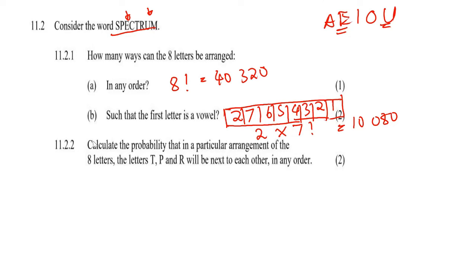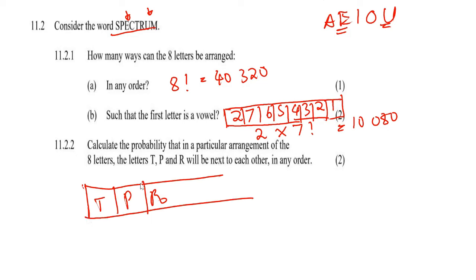Then 11.2.2 says calculate the probability that in a particular arrangement of the 8 letters, the letters T, P, R will be next to each other in any order. So now it is required that TPR should always be next to each other. So that's TPR should always be next to each other. Right. Now, we know that in any order, so that means TPR must always be next to each other, but then not in the form TPR only.